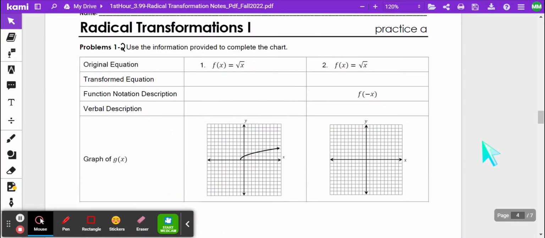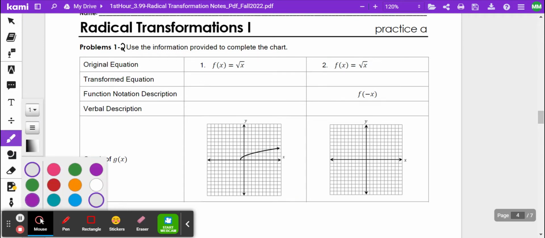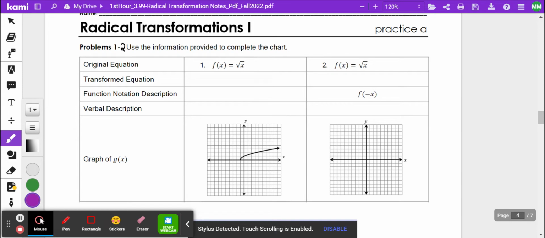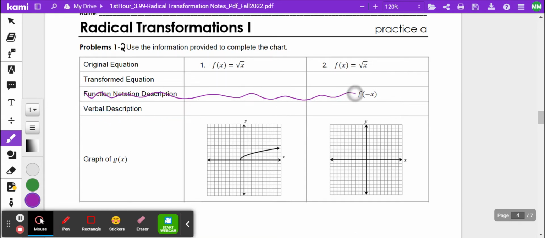Okay, so before we get started, I told you guys to not worry about where it says function notation description. So I'm going to have us cross that out, and then I'm going to have you add the transformed equation for number 2. The transformed equation is g of x equals the square root of negative x, and the negative is on the inside of the square root. So all you had to do is add this for number 2.